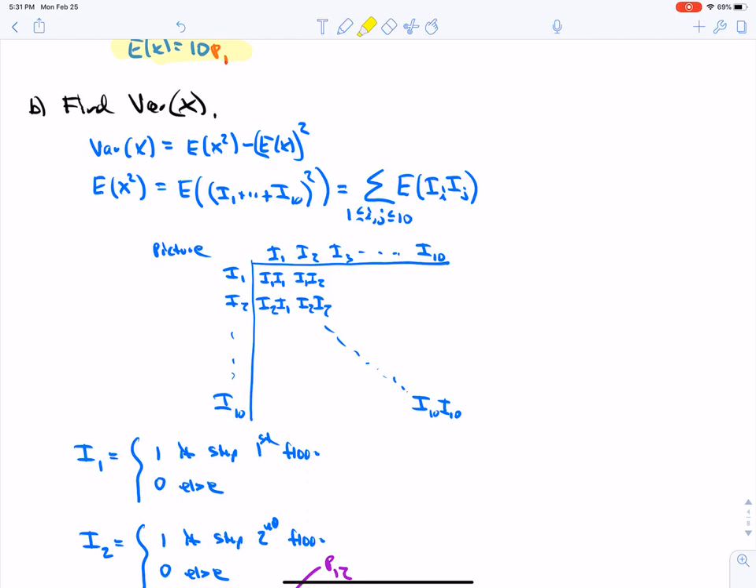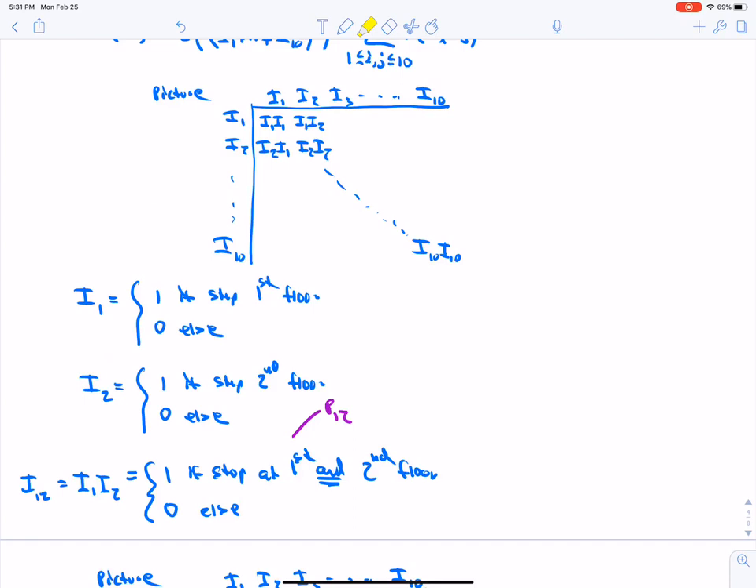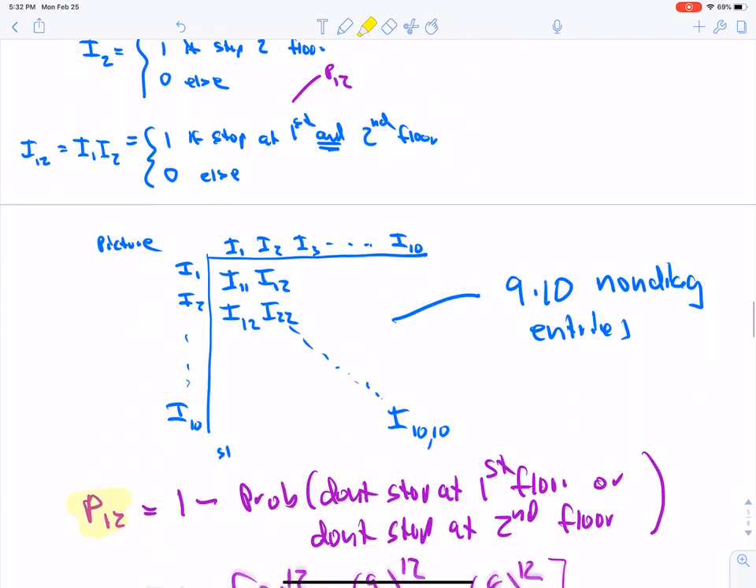And so I sub 1, of course, is 1 if they stop at the first floor. I2 is 1 if they stop at the second floor. So I1 times I2 is 1 if they stop at the first and the second floor, and 0 otherwise. So it is an indicator, and we'll call it I sub 1, 2. And the chance that they stop at the first and second floor, we'll call that P1, 2.